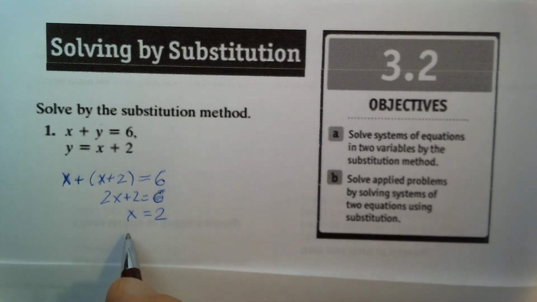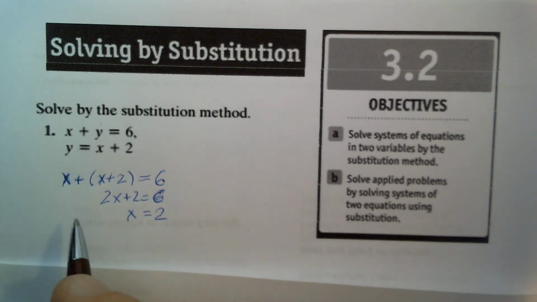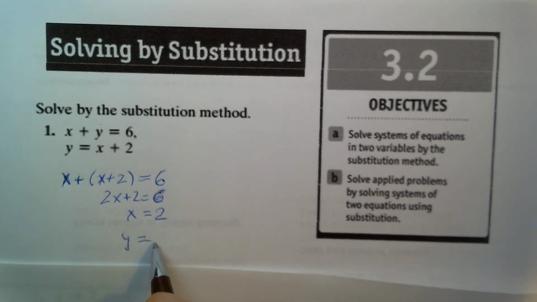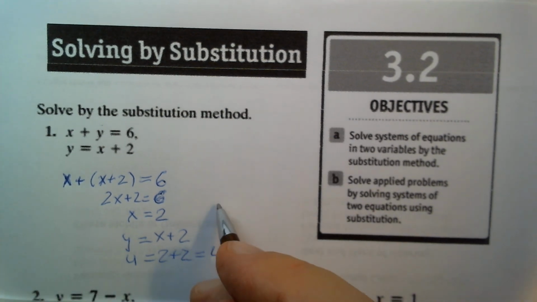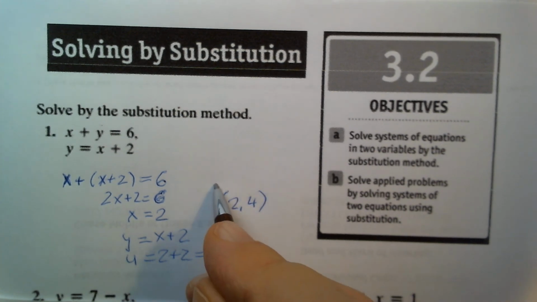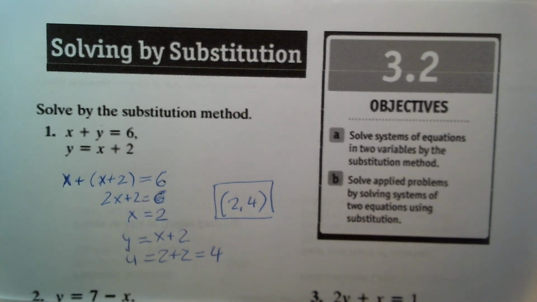So we have one of the variables determined. And now to find out what y is, we can use the second equation, y equals x plus 2. Since x equals 2, we can write this as y equals 2 plus 2, and that's equal to 4. So then the ordered pair (2, 4) is our solution to the given system of equations.